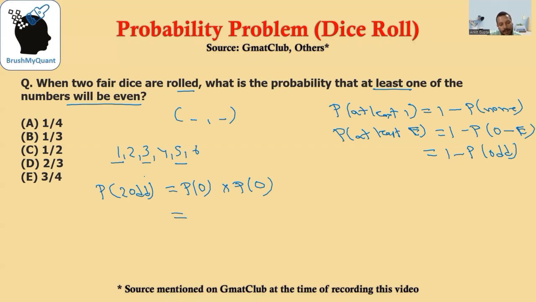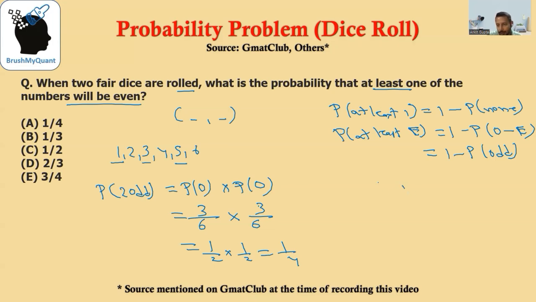So in the first case, we have 6 possibilities and 3 of them are odd. So the probability of getting an odd number will be 3 by 6. And similarly, in the second dice also the probability will be 3 by 6. So you'll have 1 by 2 multiplied by 1 by 2, or 1 by 4, as the probability of getting odd on both the dice.